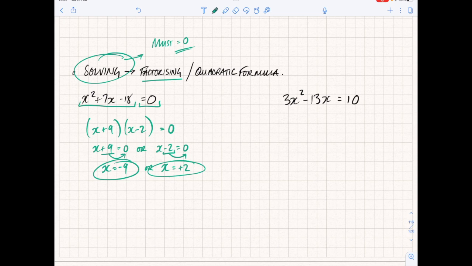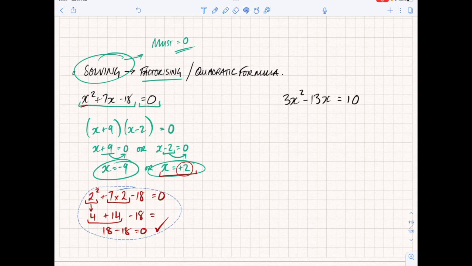Now, the reason that works is because if I was to substitute both of those numbers back into this equation, I would end up getting 0. So let me show you what I mean by that. So let's start with the 2. I change x for 2. So 2 squared plus 7 times 2 minus 18 should give me 0. Well, 2 squared is 4. 7 times 2 is 14. Minus 18. Well, 4 plus 14 is 18, and 18 minus 18 equals 0. So when I work this out as x is equal to 2, it does give me 0. Okay, so that's the 2.